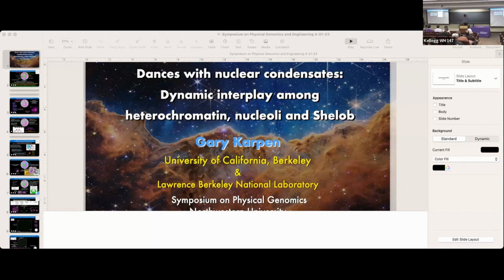What we think is happening, and this is based on analyses of HP1 mobility using different methods, FCS, FRAP, hexanediol treatment. The bottom line is that if you knock down SHELOB, then you see a significant increase in HP1 mobility in both the euchromatin and the heterochromatin. And if you overexpress it, you see a significant decrease in mobility of HP1.